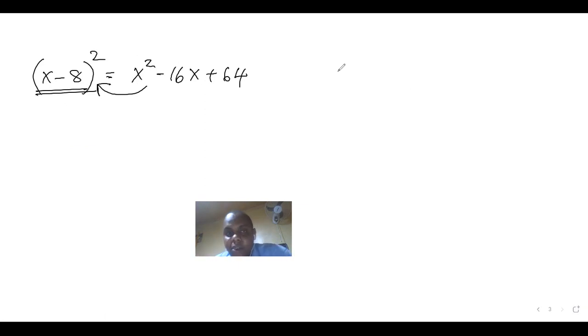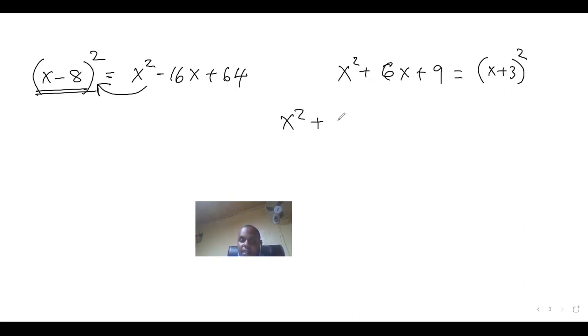For example, if you look at the equation x squared plus 6x plus 9, do you think it's a complete square? Yes, because we could write it as x plus 3 squared, right? How about x squared plus 6x plus 5? Do you think it's a complete square?